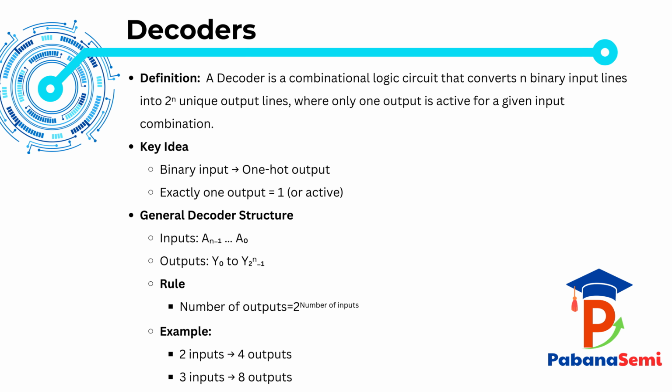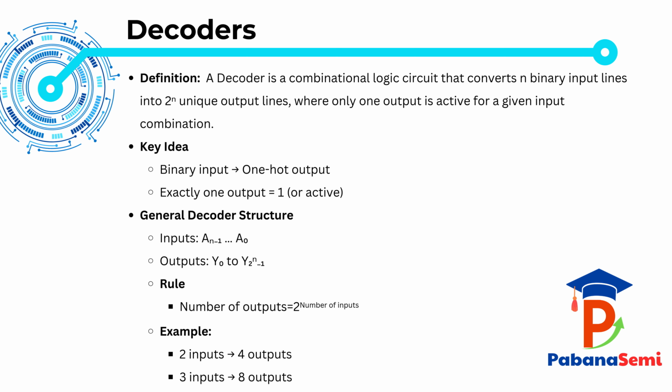In general, the inputs are labeled as A(n-1) down to A0, and the outputs are labeled as Y0 up to Y(2 to the power n-1). The rule is simple. Number of outputs equals 2 raised to the number of inputs. For example, if we have 2 inputs, we get 4 outputs. That's a 2 to 4 decoder. If we have 3 inputs, we get 8 outputs. That's a 3 to 8 decoder.